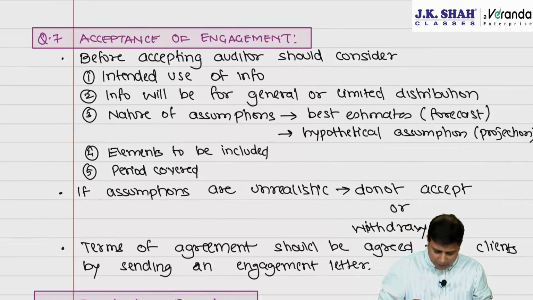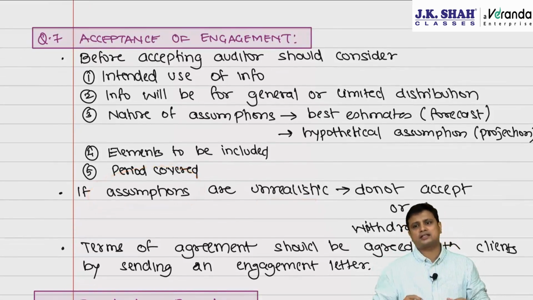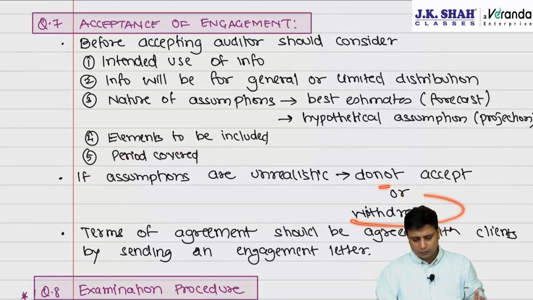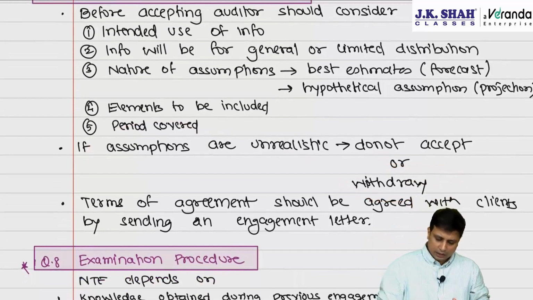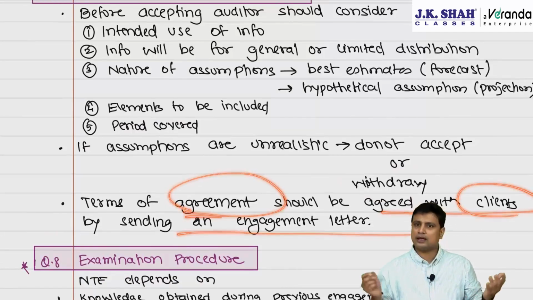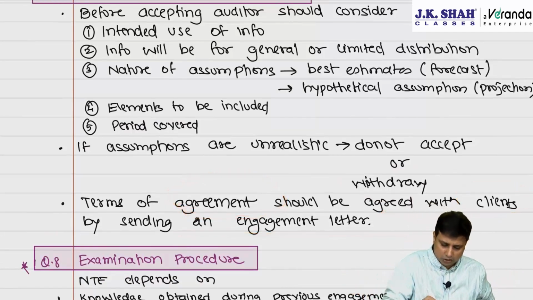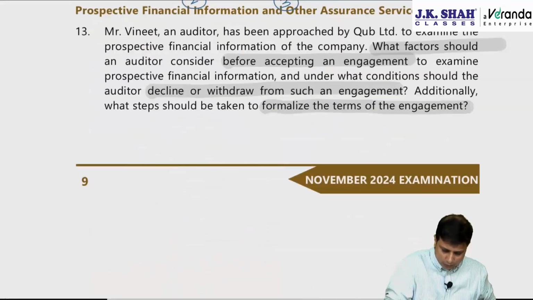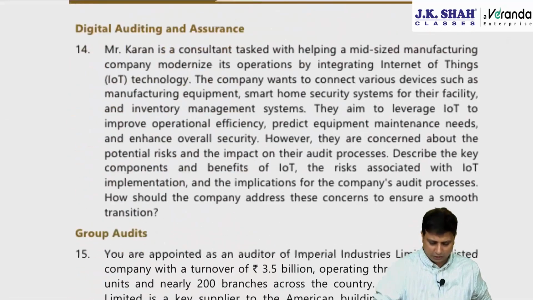But now, for example, if the assumptions are unrealistic, then we will not accept, or we will withdraw if we have already accepted. Now, to formalize, the terms of engagement should be agreed with the client by sending the engagement letter. So a basic question. This was prospective financial information.